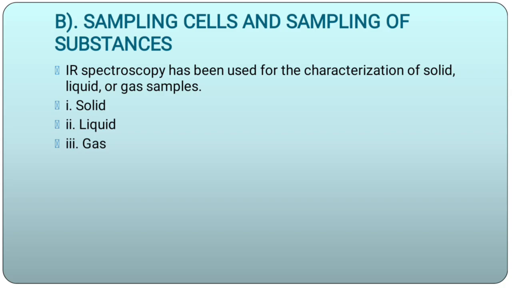The second one is liquid. The sample can be held using a liquid sample cell made of alkali halides. Aqueous solution cannot be used as it will dissolve alkali halides. Only organic solvents like chloroform can be used in the liquid form. And the third one is gas form. The sampling of gas is similar to the sampling of liquids.